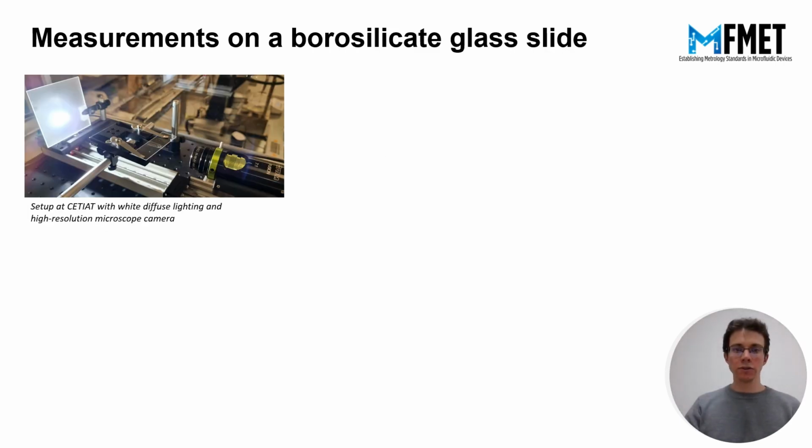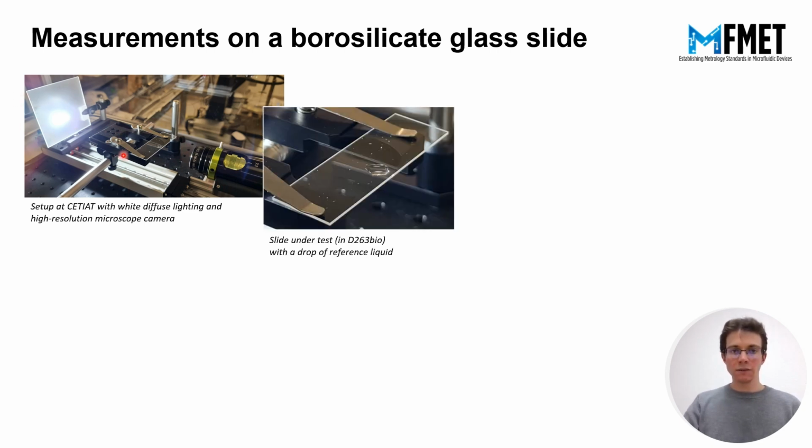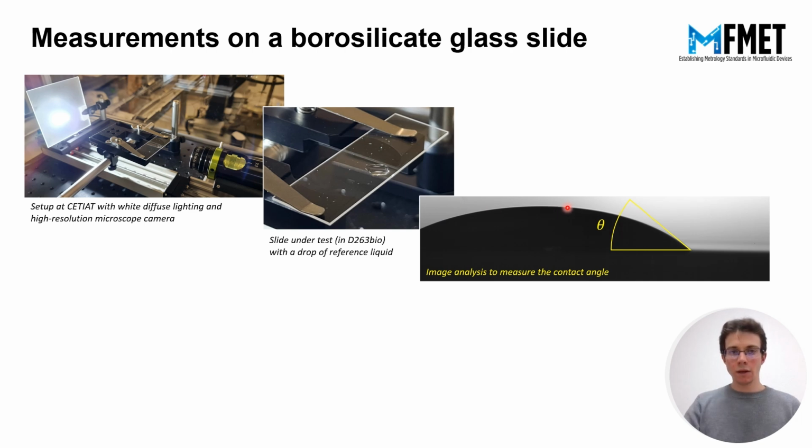I will now show you some results obtained for the MFMET project with the test setup in the metrology laboratory at CETIAT. You can see here the camera, here the backlight, and in between the slide with the liquid. This slide is made of borosilicate glass, which is frequently used for microfluidic devices. This is the kind of image you obtain with the setup.